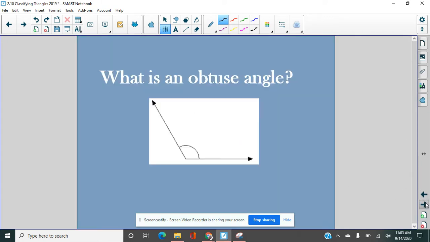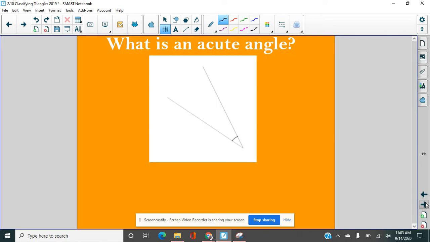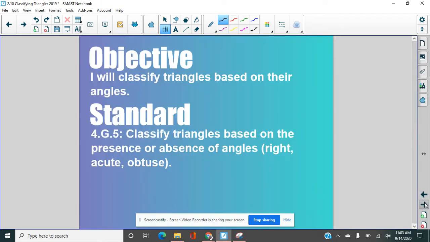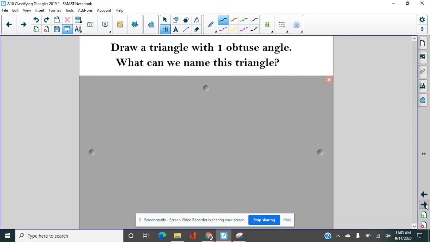In order to be an acute triangle, all three angles have to be acute, right? Open less than 90 degrees, less than a right angle. All right, here's our goal. We are classifying triangles based on their angles. And that's straight out of the standard: classify triangles based on their presence or absence of angles, right, acute, and obtuse. So all fourth graders study this and learn how to do that.